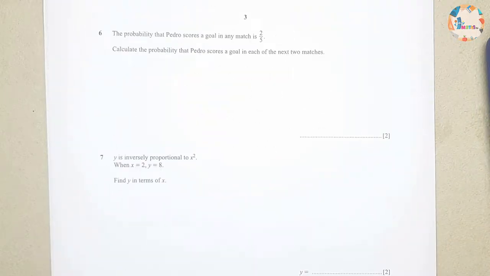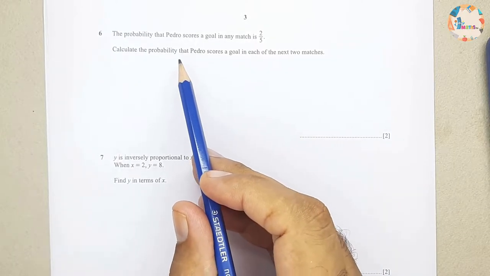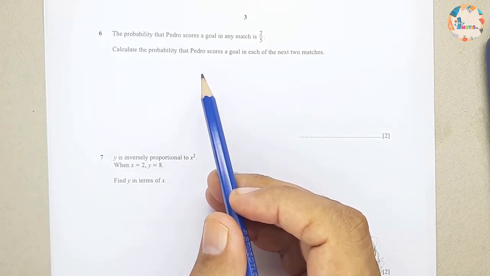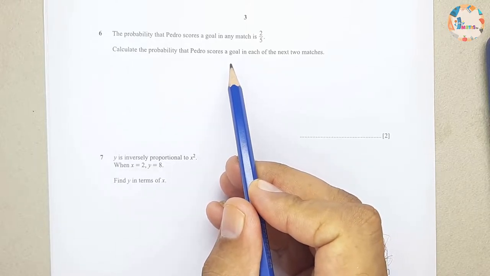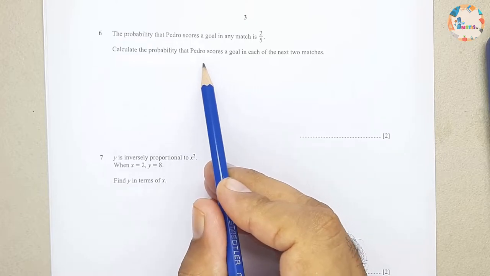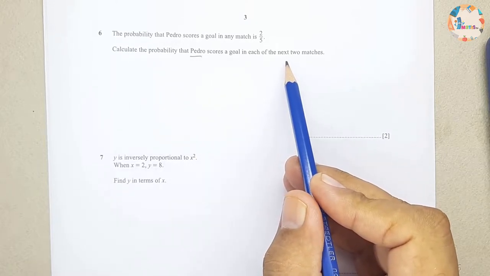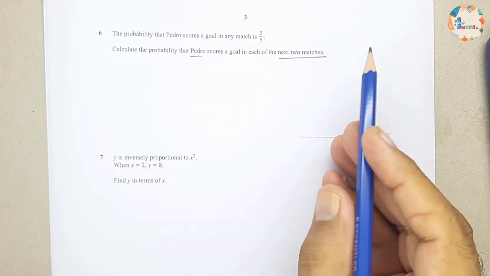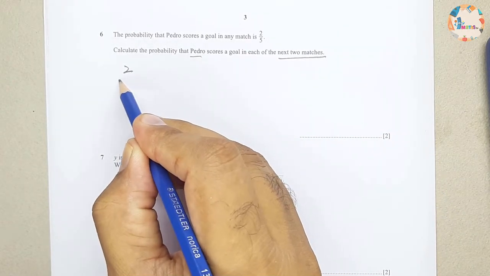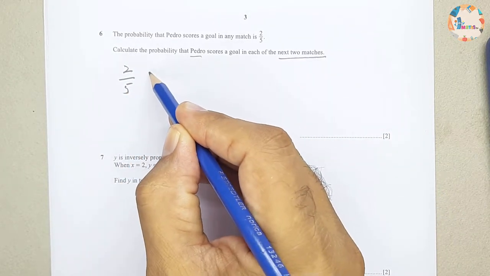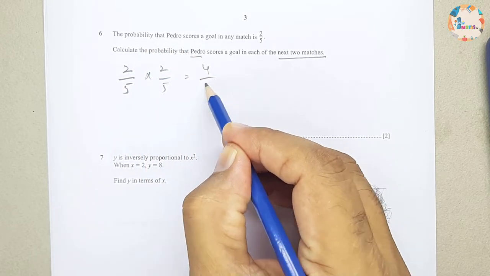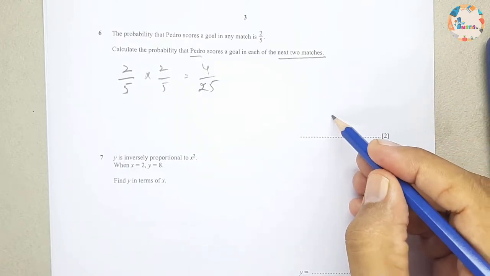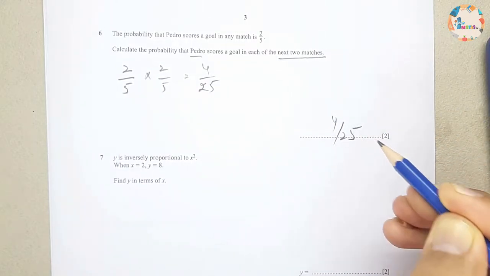Then question number 6. The probability that Pedro scores a goal in any match is 2 by 5. Calculate the probability that he scores a goal in each of the next two matches. So for the first match it will be 2 by 5, and the second also 2 by 5. So we'll multiply these two and get 4 over 25. So this will be 4 over 25 as the answer.